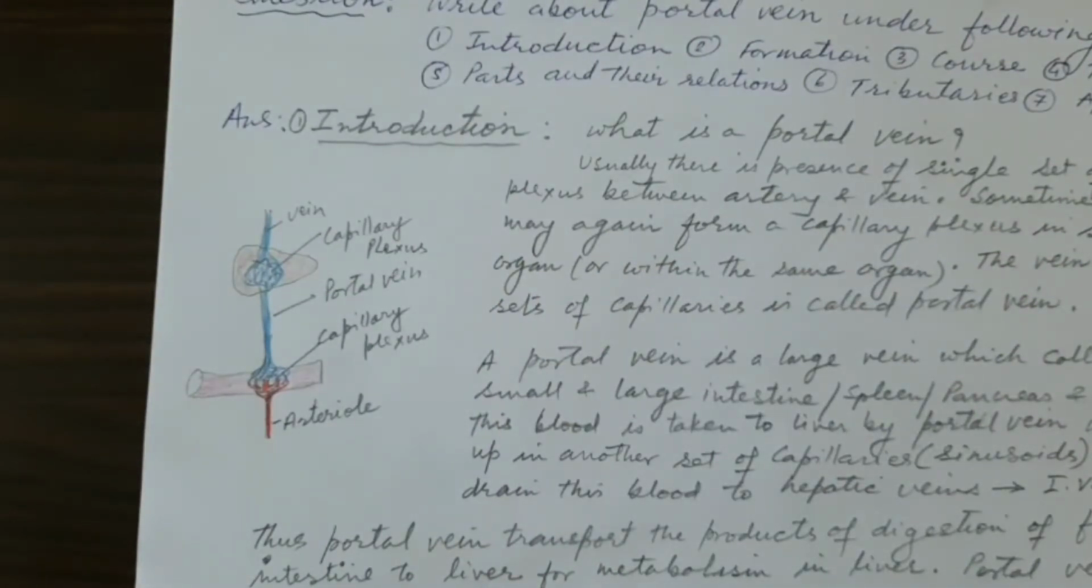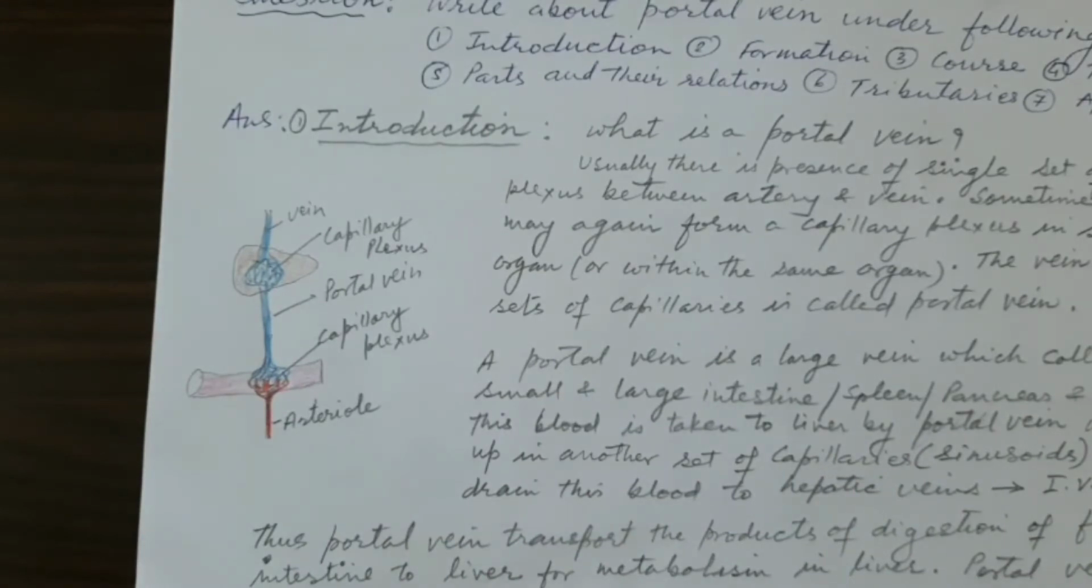of capillaries. Here they are called sinusoids, and then again these capillaries unite to form the hepatic vein, and the hepatic veins unite ultimately and open into the inferior vena cava. So this is the portal vein. So you should know what a portal vein is.